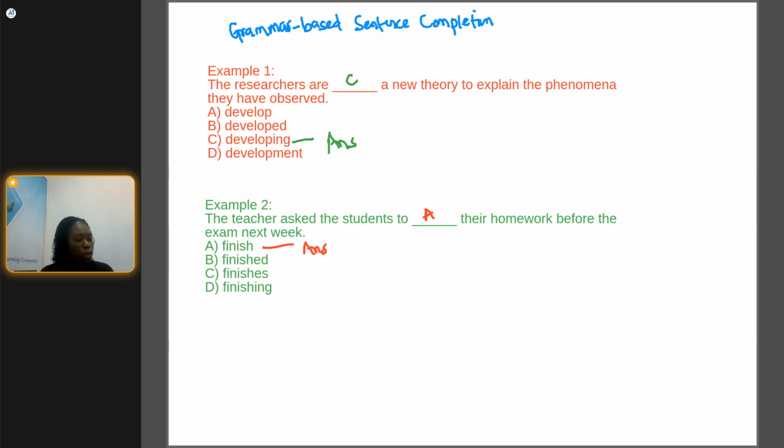All right, so we move to the last point for the types of sentence completion questions. I'm going to have to wipe off the board for the last point.